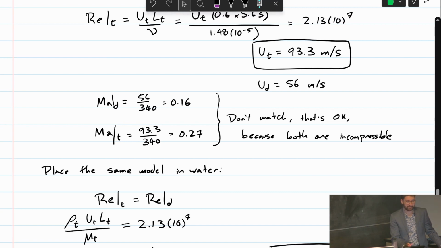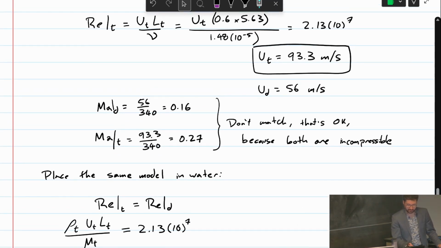So the core idea is you have to match all your dimensionless parameters, but certain ones we can start to ignore. Say the Mach number: if both are incompressible, differences in the Mach number can be ignored.